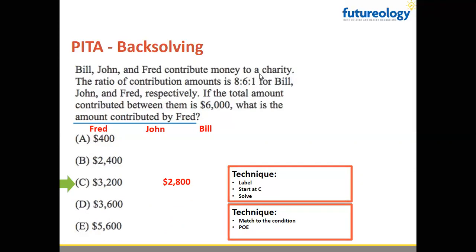So I can eliminate some choices. I can eliminate everything that has Fred having a large answer, guys. Okay? So again, this one's a little bit easier than the other ones we did, but I'm just trying to point out how we can use this.